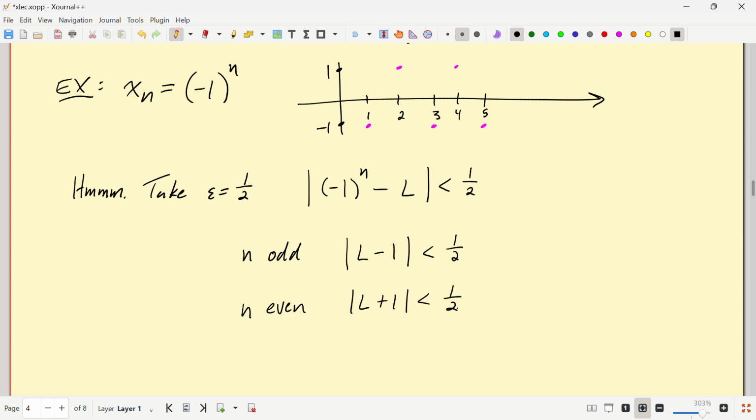Well, those sets are just disjoint. And so, of course, you can't make both of them happen. So if you think about it, here's 1, here's -1, here's 1, and these sets are disjoint. So there's no such L.